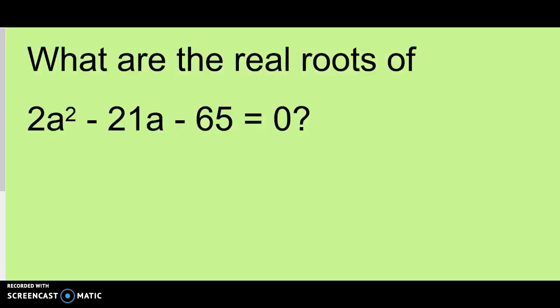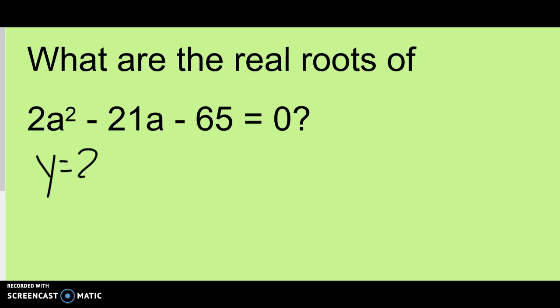All right, what are the real roots of this? Okay. If you're in Algebra 2, you might want to factor this, but I don't want to look for factors of 130. All right, if you're in Algebra 1, you haven't learned how to do that yet. So let's start by graphing, okay? So it's already set equal to 0, so that's good. So let's go ahead and just plug it into our calculator.